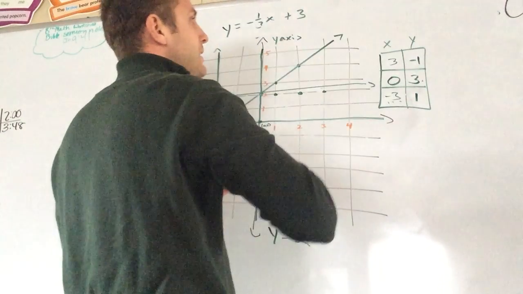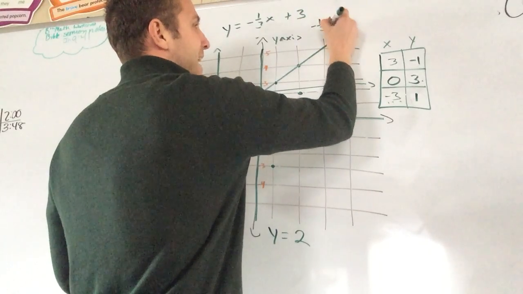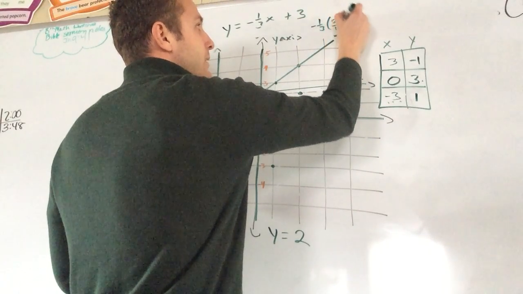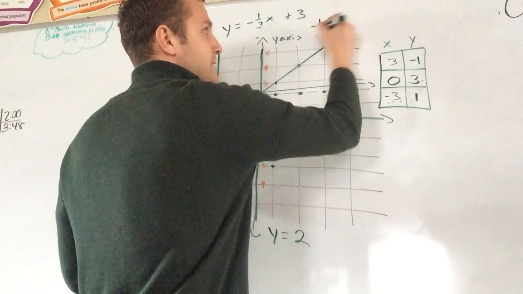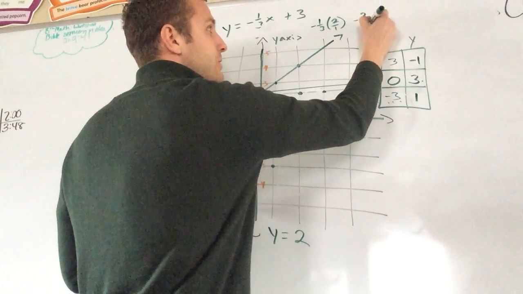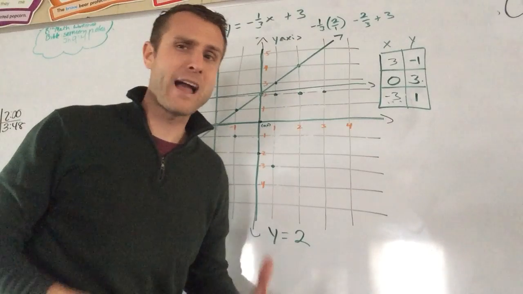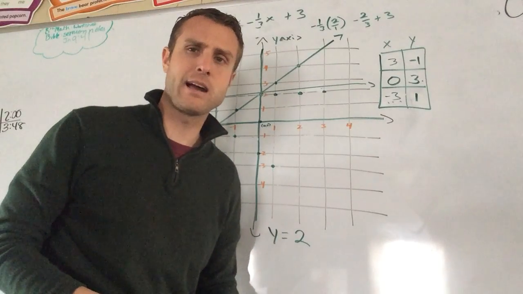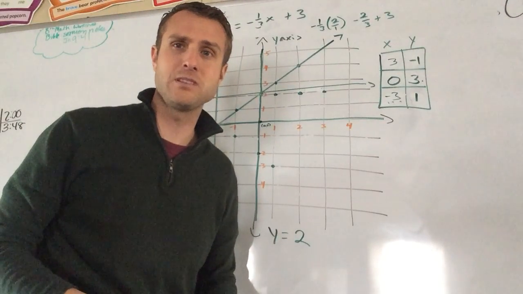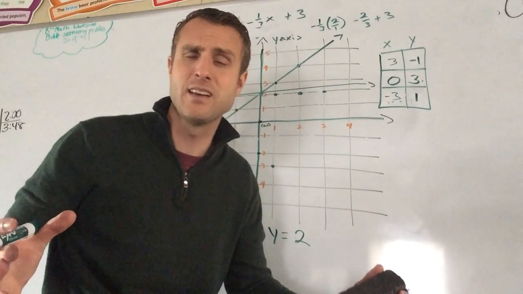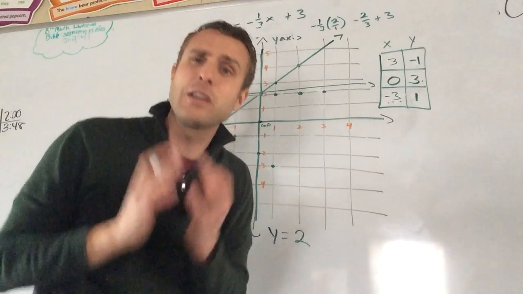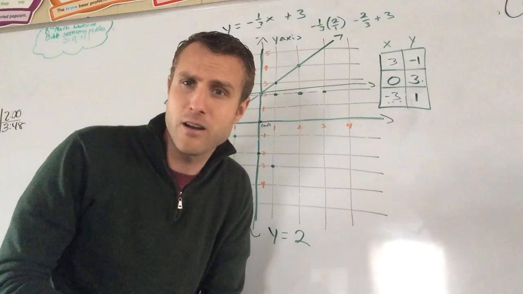What would have happened if I would have chosen a different number like 2? Well, if I have negative 1/3 times 2, remember I multiply the top and the bottom, that's going to give me negative 2/3 plus 3. Now I'm going to have a fraction. Fractions are much more difficult to graph and much more difficult to deal with. I don't want fractions. Fractions are hard. Please, don't make your life hard.